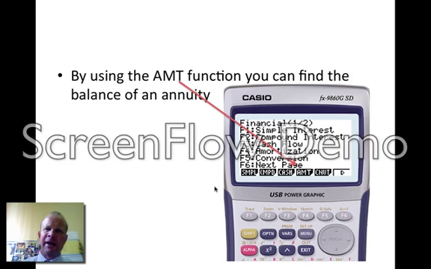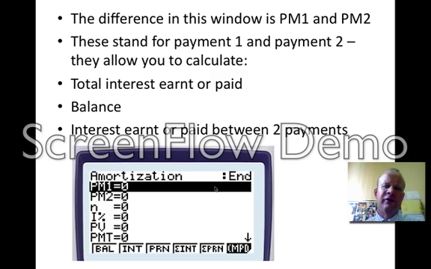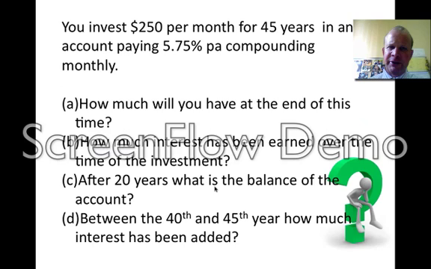We use the AMT button, which is the amortization button, which is F4. That then brings up another window, which gives us the ability to do a whole lot of other things. The difference in the windows is that there's a PM1 and a PM2. PM1 is payment 1, PM2 meaning payment 2. It will do any calculations between those two payments. Things like the balance, outstanding balance, interest earned, or interest in a payment. The best way to look at it is in a question.